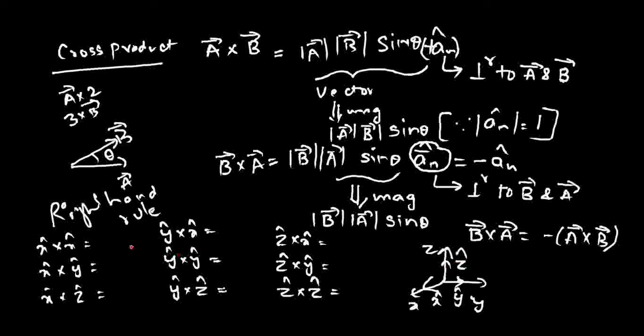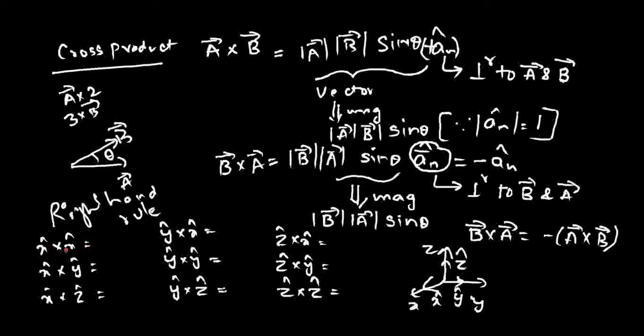Do you want to say it as 1, or before that tell me what is x cap cross y cap? Mod x cap is 1, mod y cap is 1, the angle between them is 90, so sin 90 is equal to 1. Do you want to say it as 1? X cap cross z cap, do you want to say it as 1? No. X cap cross x cap, the magnitude is 0, but you forgot about the direction, right?